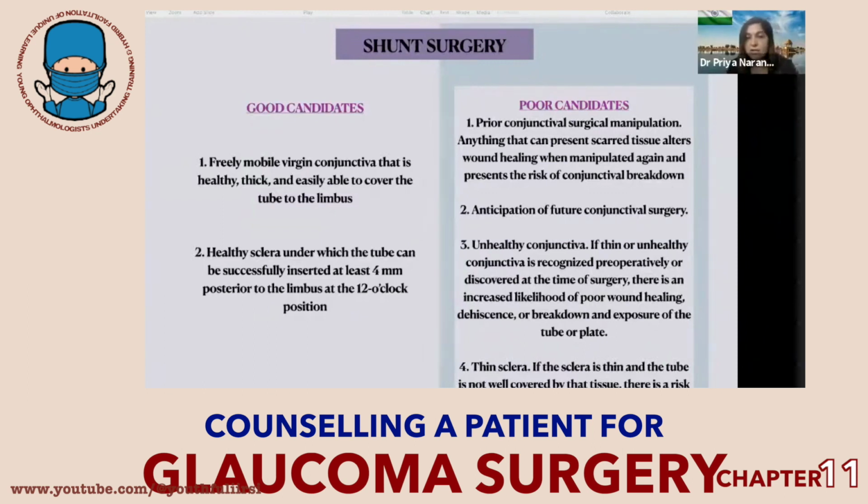On the other side, the poor candidates would be the reverse. You have prior conjunctival surgical manipulation, which has already been done. These cases are not good candidates for shunt surgeries. Also, if you anticipate any future conjunctival surgery, or have an unhealthy conjunctiva, or if the sclera is thin, you should not be considering a shunt surgery.